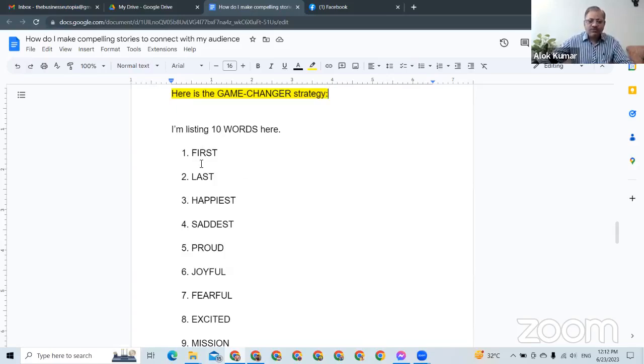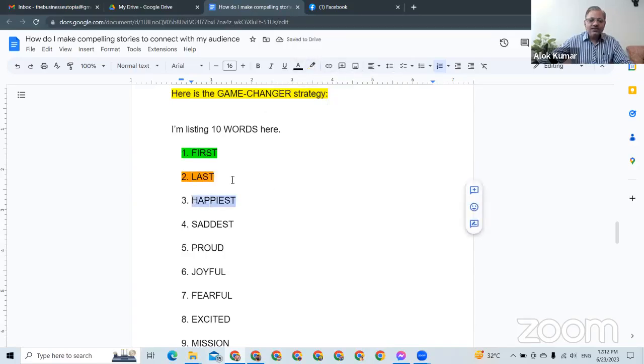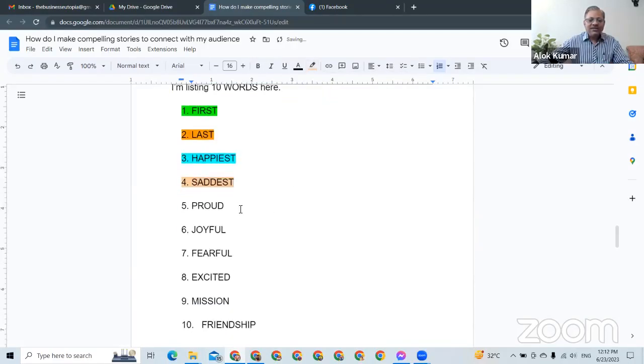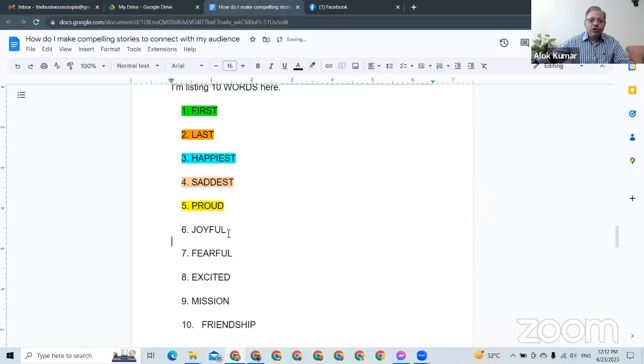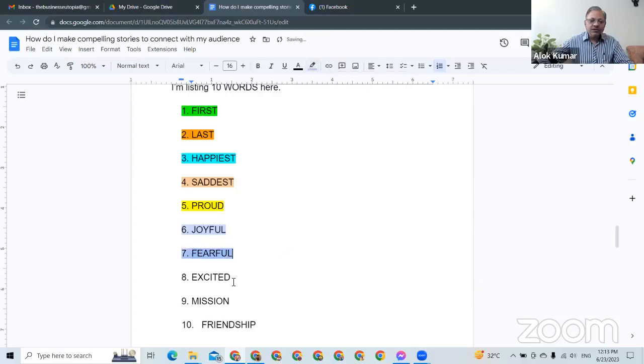Now these 10 words are what? First, last, happiest, saddest, right? Then you can read aloud here as well what I'm writing. I'm just coloring it for the sake of giving some differentiation. Okay, saddest. Then you see the next word is proud. You may be proud of something. Joyful, right? Fearful, excited, mission, right? And friendship. These are the 10 words which I have given you.